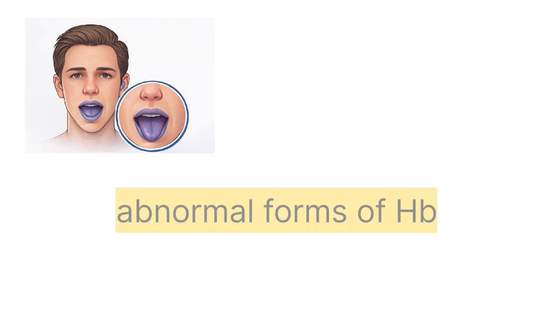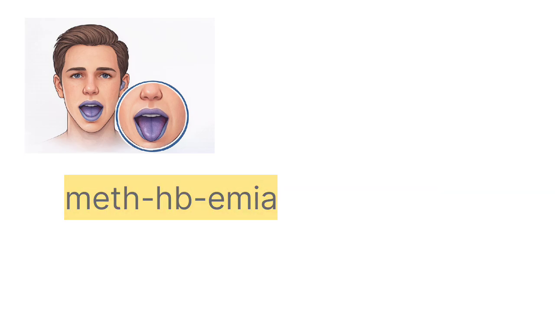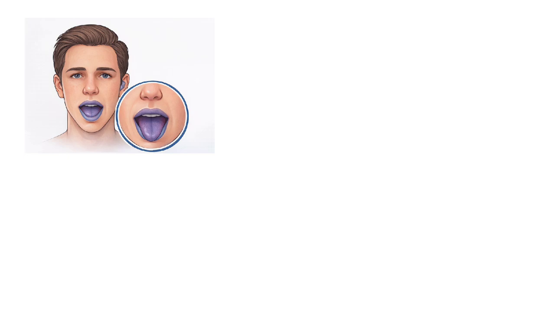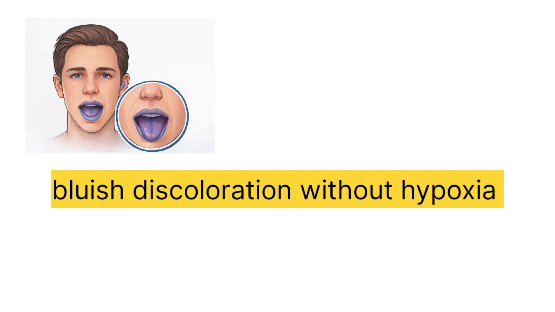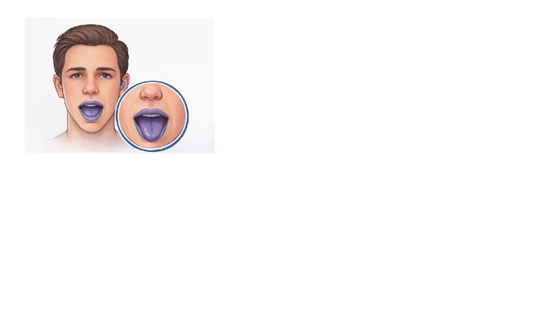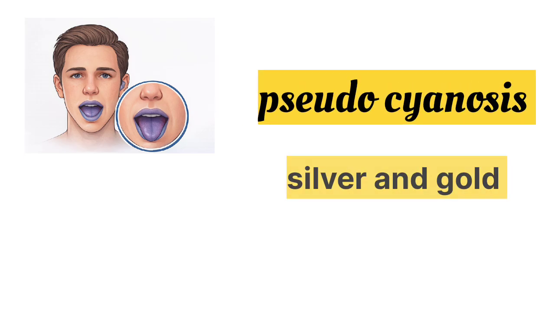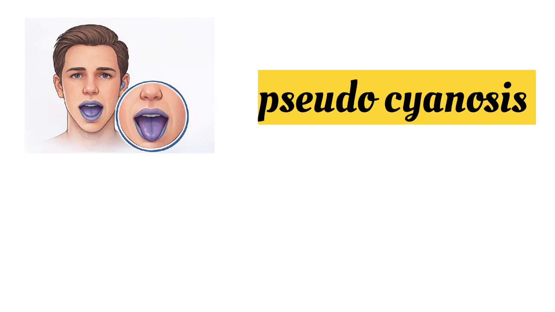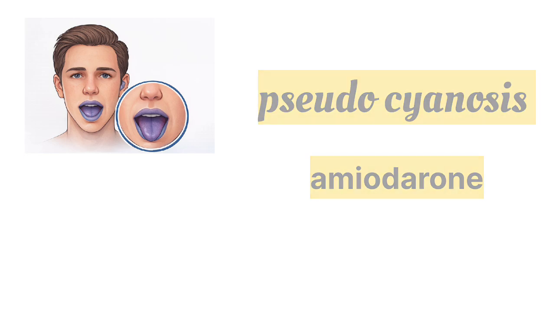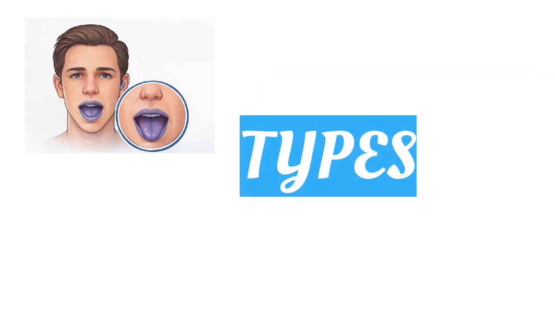Causes of cyanosis. The most common cause of cyanosis is an increase in deoxygenated hemoglobin. Cyanosis may also occur due to abnormal forms of hemoglobin, such as methemoglobinemia and sulfhemoglobinemia. Sometimes bluish discoloration occurs without hypoxia. This is known as pseudocyanosis and is caused by deposition of metals like silver or gold, or due to drugs such as amiodarone.